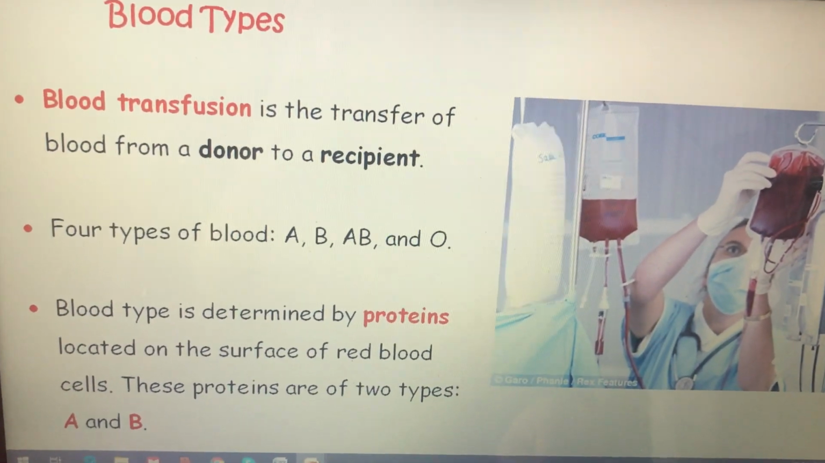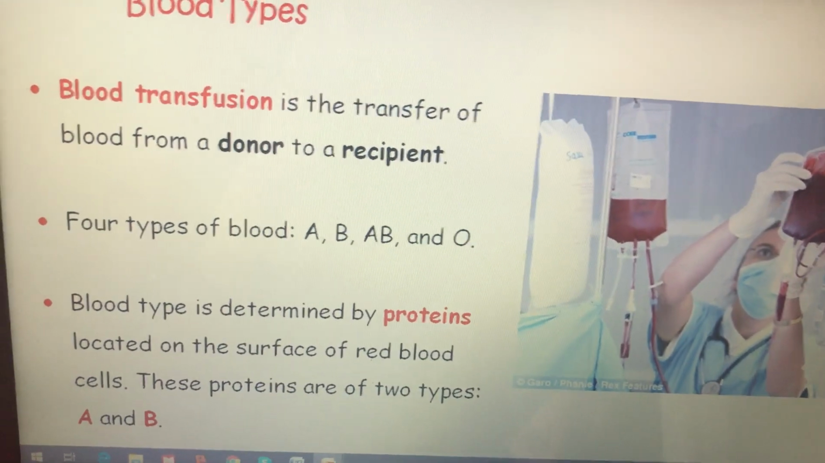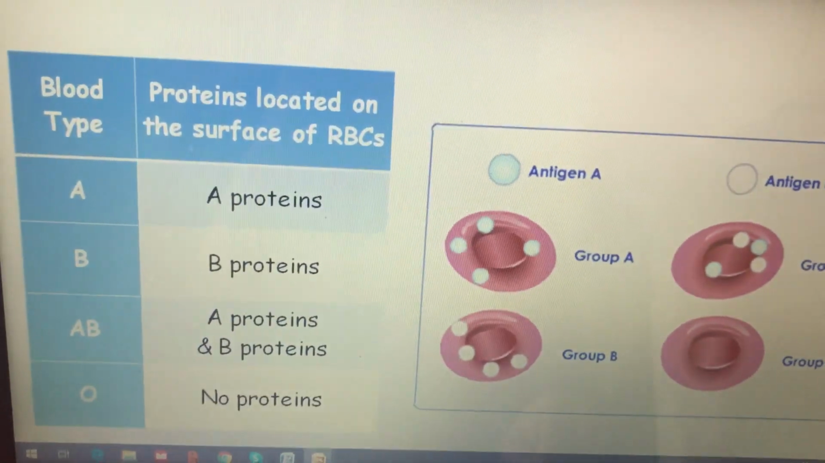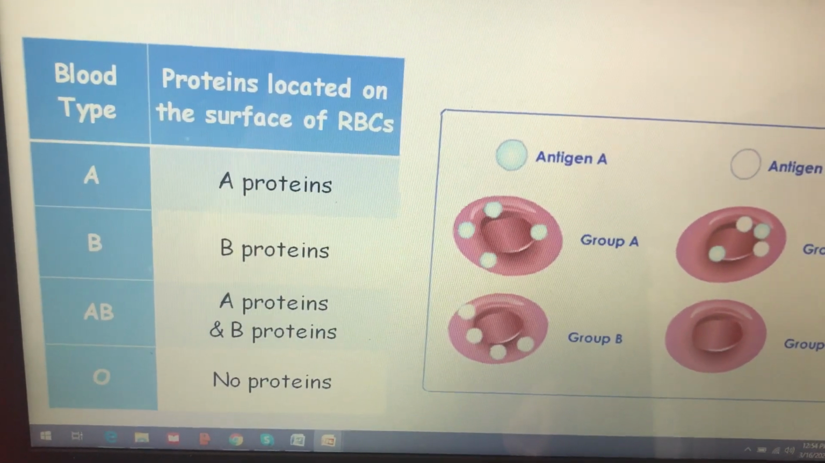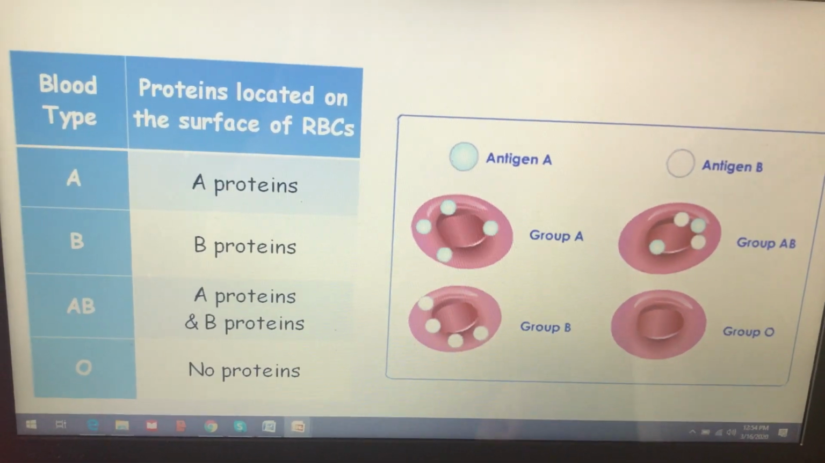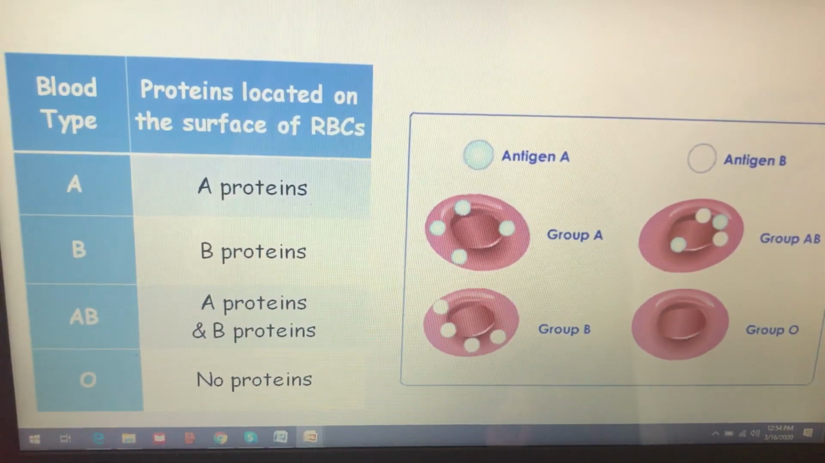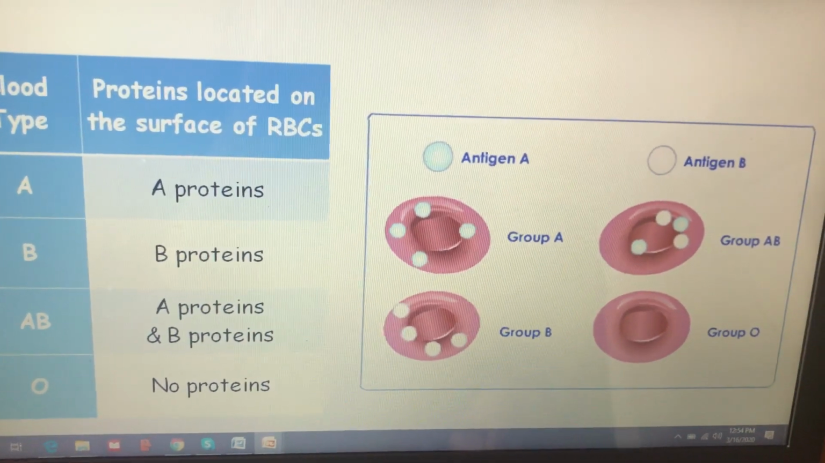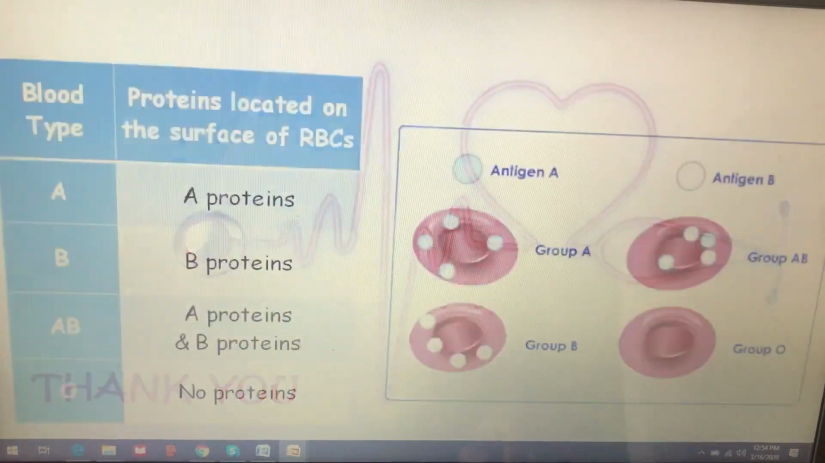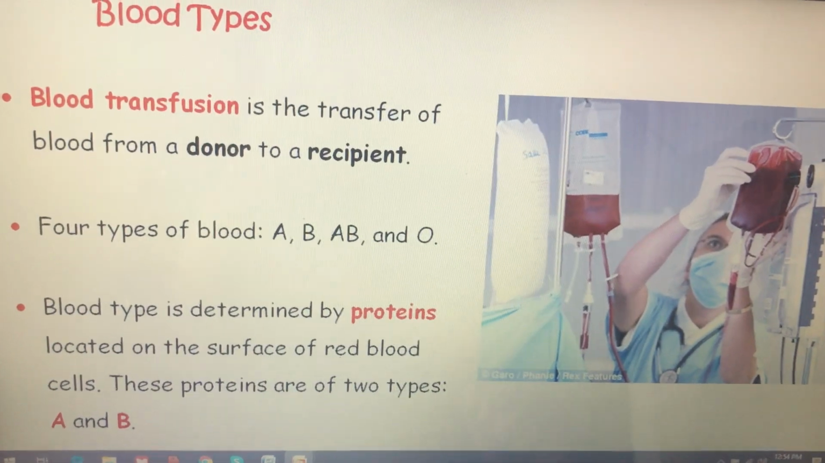So if you are an A person, you have the protein A on your red blood cell. If you are a B person, you have the protein B on your red blood cell. If you are an AB person, you have both proteins A and B. These proteins are called also antigens. And if you are an O person, you have no proteins or no antigen on your red blood cells. This is the main difference between the 4 types of blood.